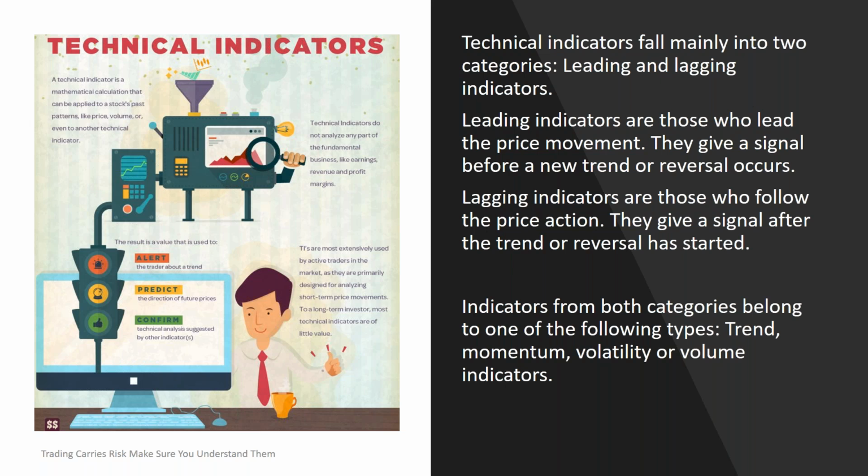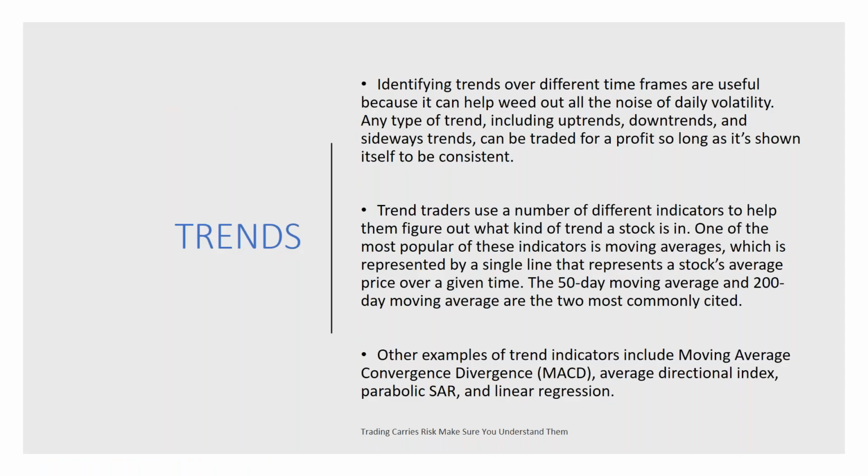And you have to understand whether your indicators are supporting your decision or telling you something's about to change. So the first major category are trend indicators. Now, identifying trends over time frames is useful because it will help weed out all the noise in the daily volatility. Any type of trend, including uptrends, downtrends, and sideways trends, can be traded for profit as long as it's shown itself to be consistent.